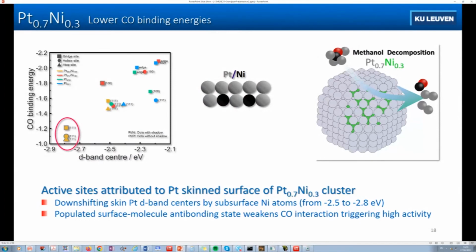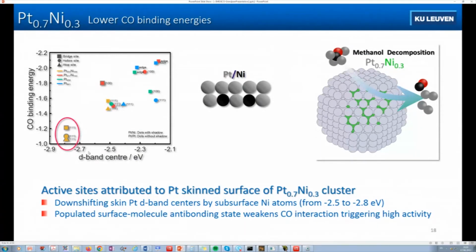And if you change the D-band position, it is modifying the state of the CO, and then you weaken the... the antibonding states will be stronger, and you weaken the CO interaction. So I think this is something we are looking for to diminish the CO binding energy.